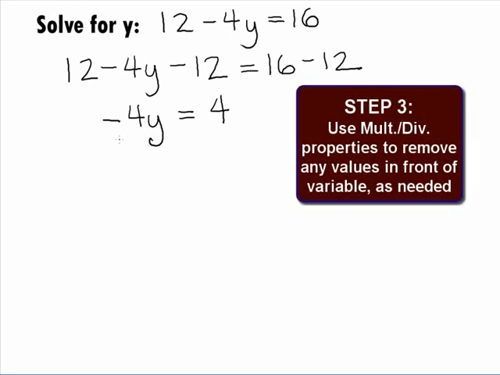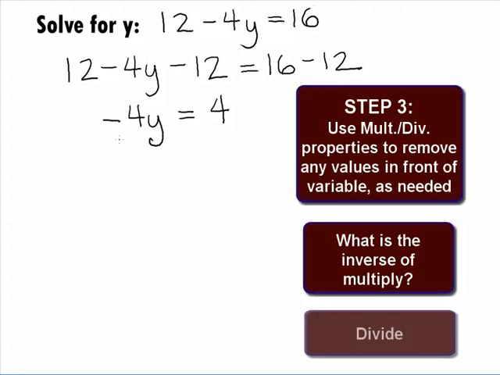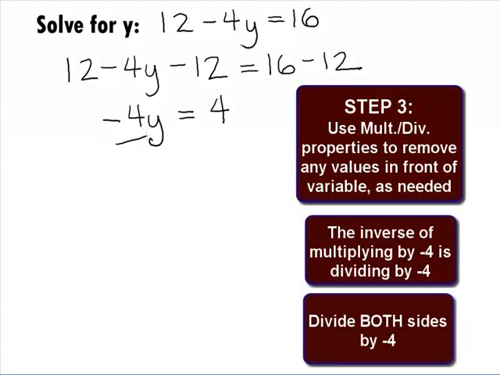In step 3, we want to use the multiplication or division property of equality to remove any values that are in front of the variable. We need to move that negative 4 that is being multiplied times the y. What is the inverse of multiply? Divide. So we need to divide both sides by negative 4.